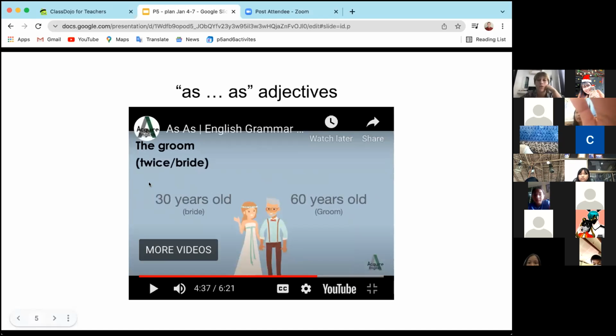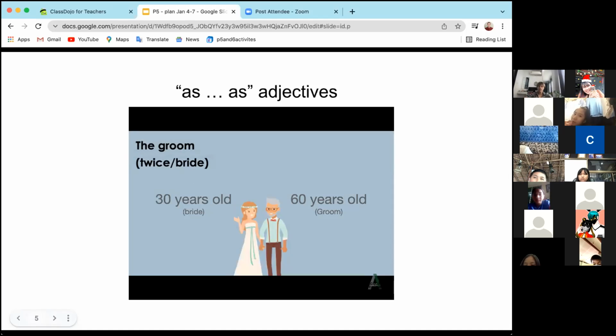All right, so let's try with the twice. Twice means two times. Two times, we say twice. So the groom is twice as old as the bride. The groom is twice as old as the bride.